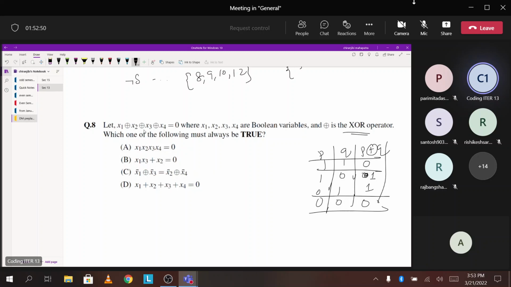So now it is saying that x1, x2, x3, x4 all product of this means x1 plus x2 plus x3 plus x4 that is equals to 0. That x1, x2, x3, x4 are Boolean variables. This is the exclusive OR. Which one of the following must always be true? तो क्या हर टाइम ट्रू होना चाहिए?